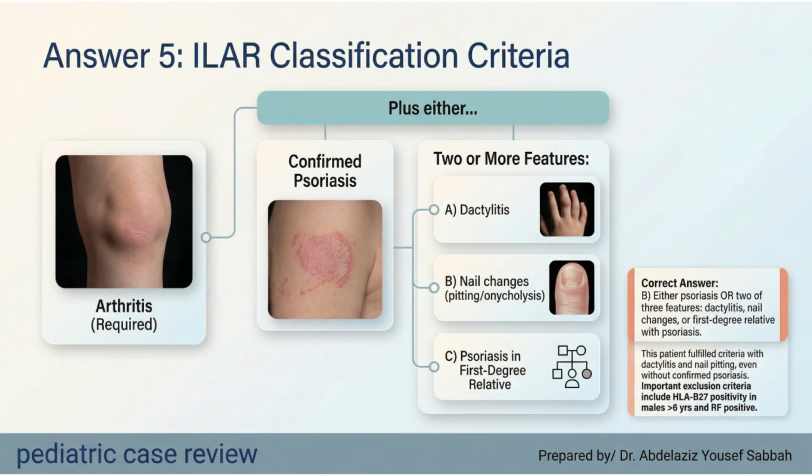The International League of Associations for Rheumatology criteria require arthritis plus either confirmed psoriasis or 2 of 3 supporting features: dactylitis, nail changes such as pitting or onycholysis, or psoriasis in a first-degree relative. This patient fulfilled the criteria with dactylitis and nail pitting, even without confirmed psoriasis. Important exclusion criteria include human leukocyte antigen B27 positivity in males over 6 years of age and rheumatoid factor positivity. These exclusions help differentiate juvenile psoriatic arthritis from enthesitis-related arthritis and rheumatoid factor-positive polyarthritis.